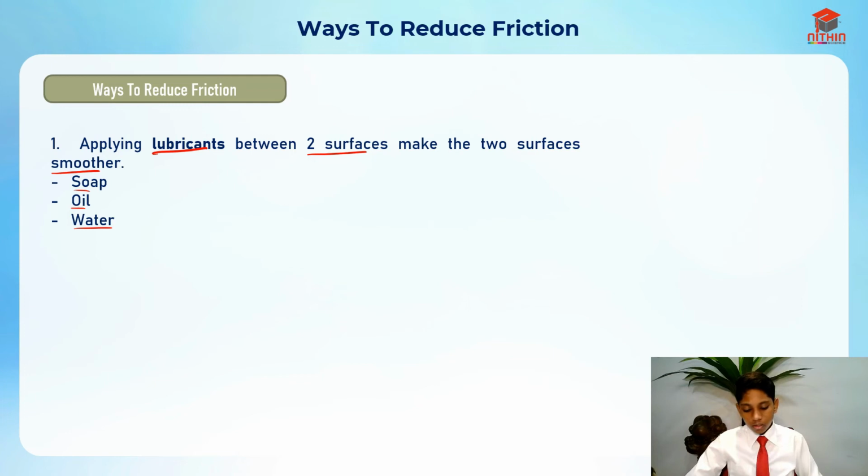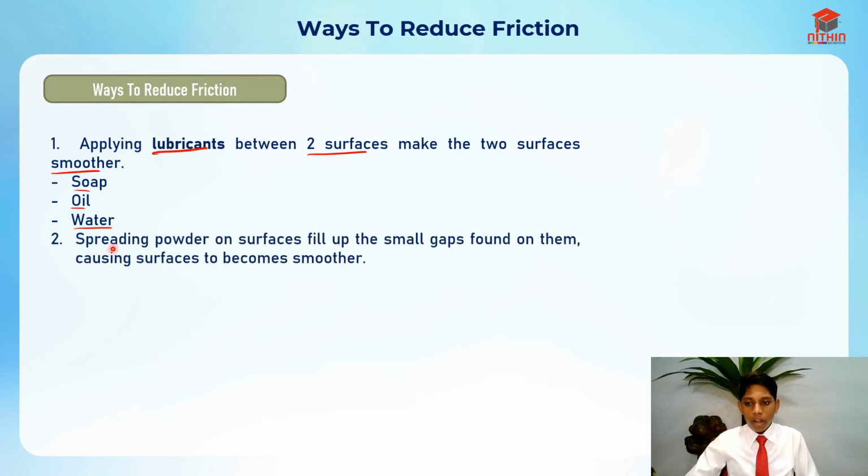Okay. Next, spreading powder on surfaces to fill up the small gaps found on them, causing the surfaces to become smoother. You know when you apply powder on a surface, it actually becomes really smooth, because the only reason it becomes smoother is that it fills up the small gaps found on them. Okay.